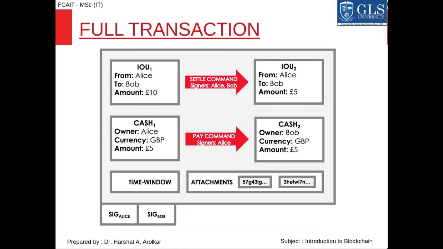You have to observe that if it was only signed by Alice, in that case it would have become uncommitted. So both signatures, Alice's and Bob's, are a must here to commit the transaction. And once the transaction is committed, this entire state would become a historical state.